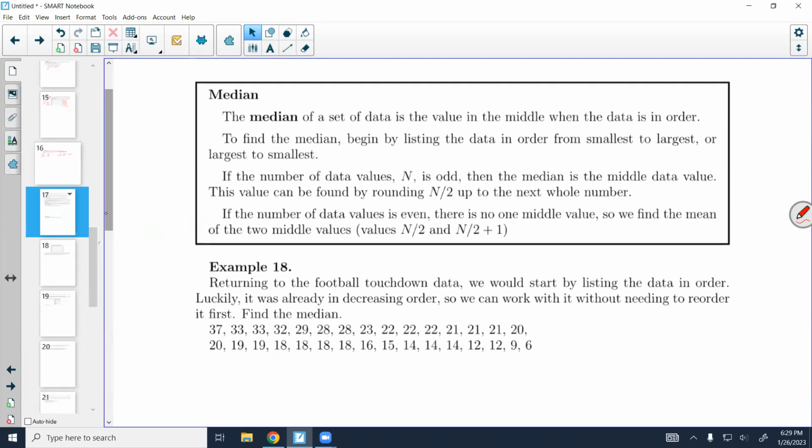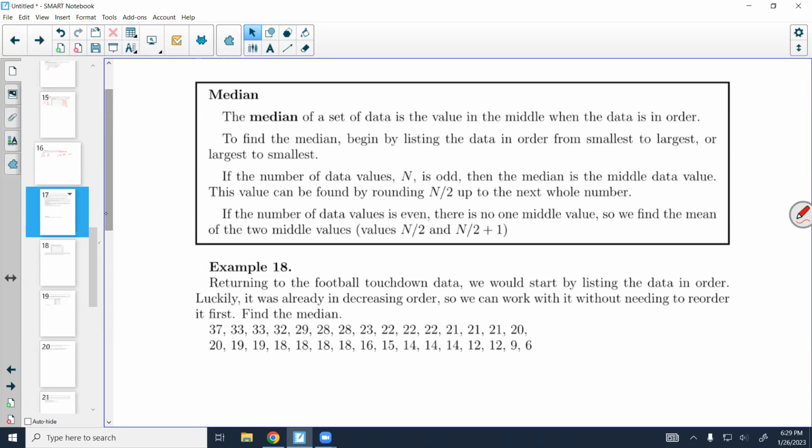Next, we have the median. The median of a set of data is the value in the middle when the data is in order. To find the median, begin by listing the data in order from smallest to largest or largest to smallest. I recommend going smallest to largest because later on we're going to need it in that order anyways.